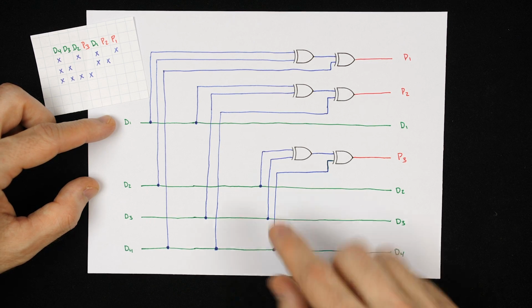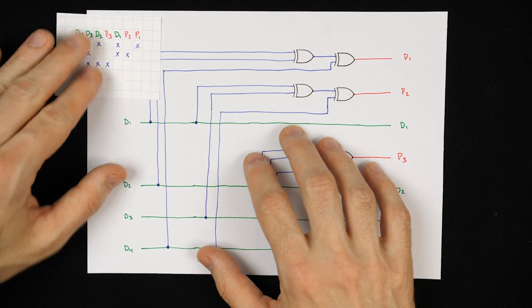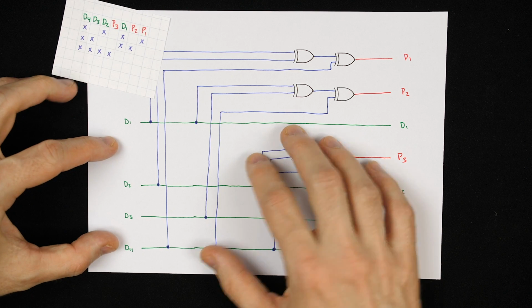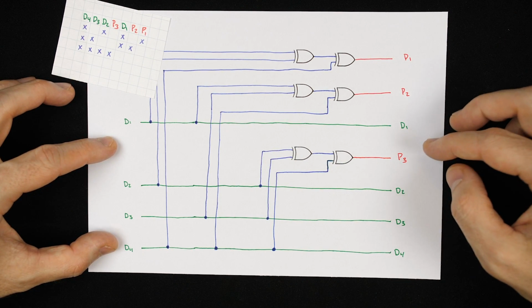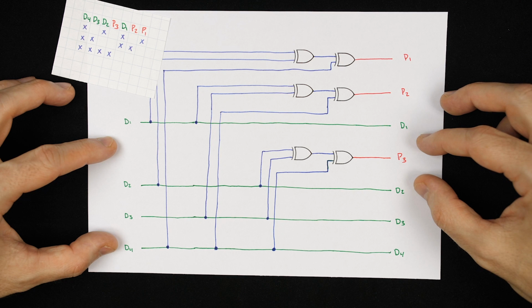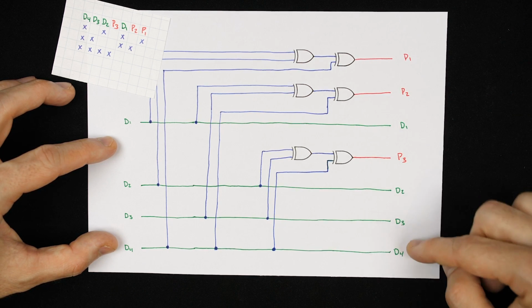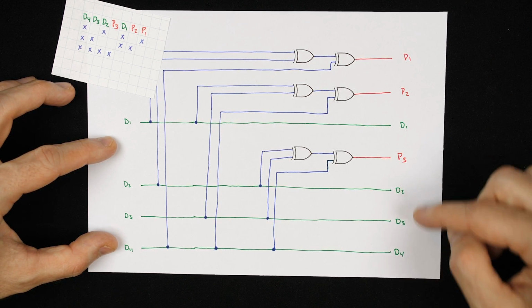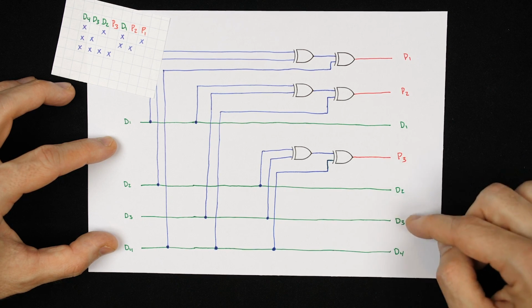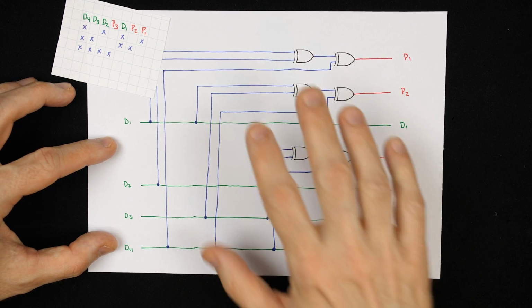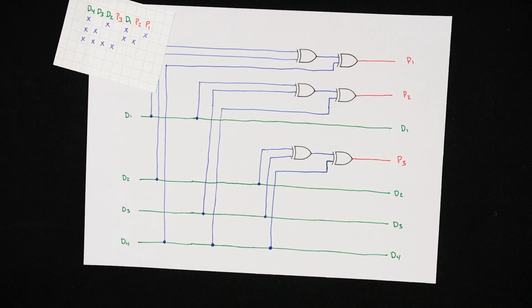And that's really it to create this circuit, so that whatever data is coming in here, it'll generate the appropriate parity bits so that we're guaranteed to have even parity across these 4 bits, across these 4 bits, and across these last 4 bits. So let's go ahead and build this circuit and see how it works.